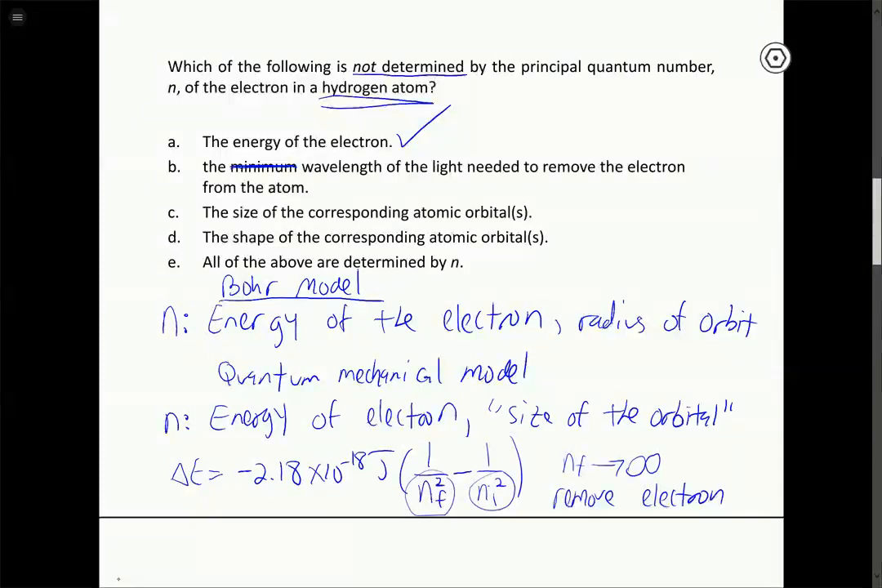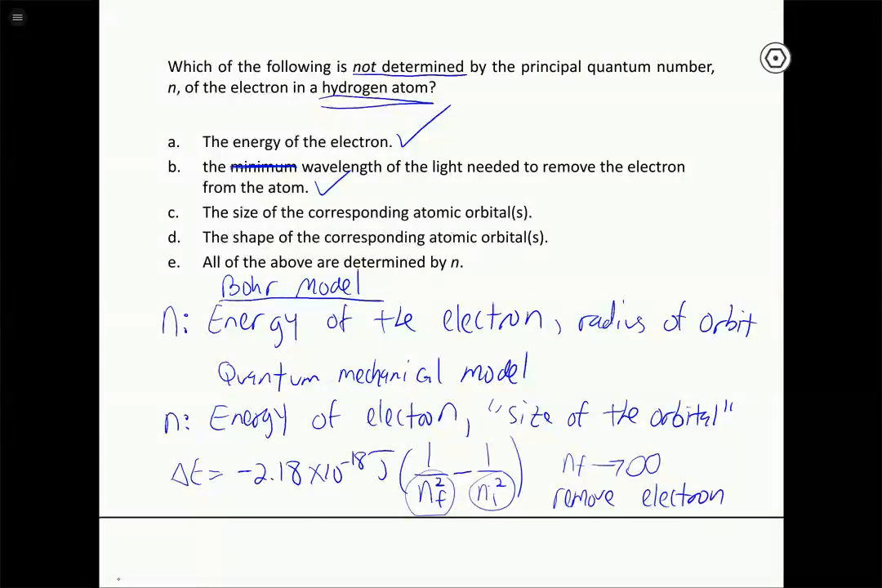So depending on which value of n we have initially, in other words, which orbit the electron is in, it's going to take different amounts of energy to remove that electron completely. So this one's also true, although I don't like how it's worded. It is going to be one of the true statements, and it's certainly not the worst of the statements.